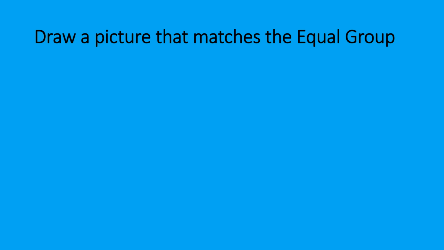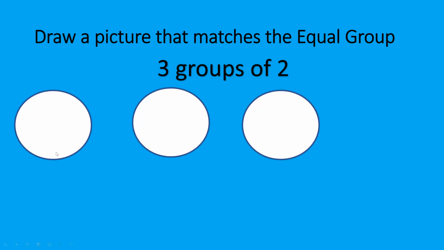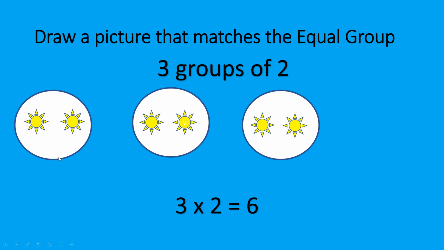Let's draw another picture together. This time you're going to draw 3 groups of 2. Now is a great time to pause the video and draw your groups. Okay. I have 1, 2, 3 groups, and in each group I'm going to put 2 suns. So my multiplication sentence is 3 times 2, which equals 6.